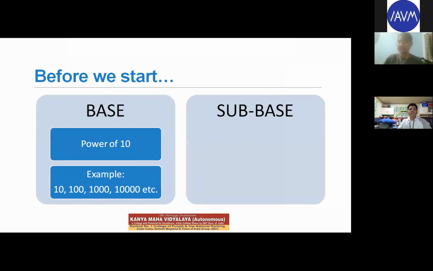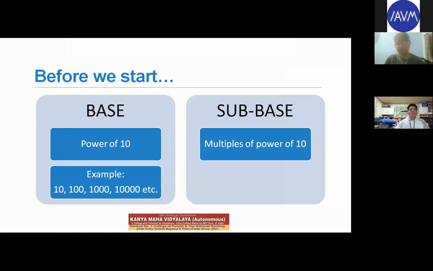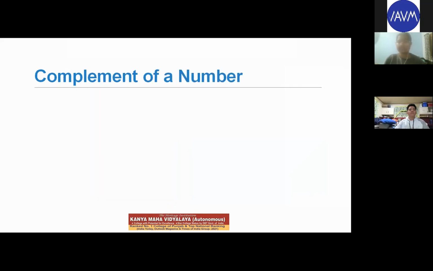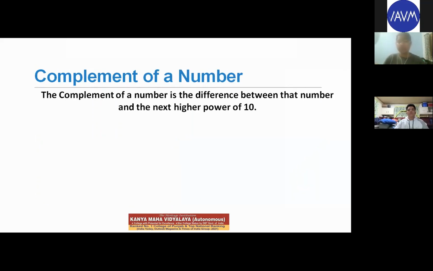Similarly, the next concept is sub-base. It's related to base somehow, as its name suggests. So we can say it is multiples of power of 10. For example, 20, 30, 40, 400, 700 and so on. The next concept we are going to understand is the complement of a number. What exactly is a complement of a number? By definition, the complement of a number is the difference between that particular number and the next highest power of 10, which means the next base to that number.